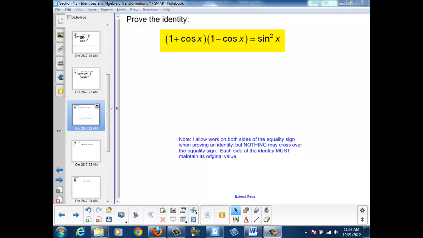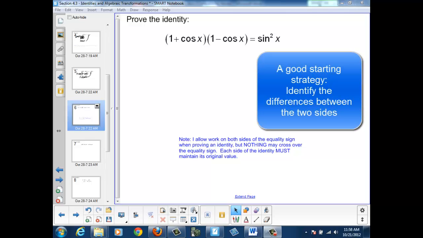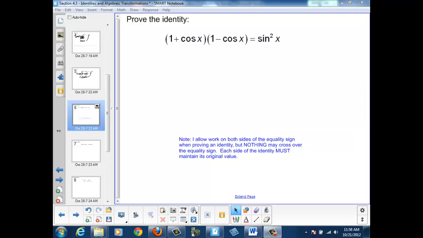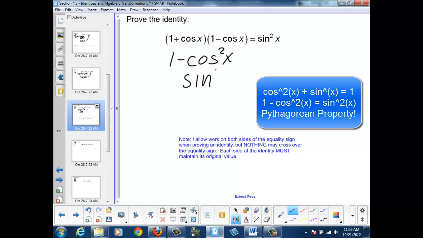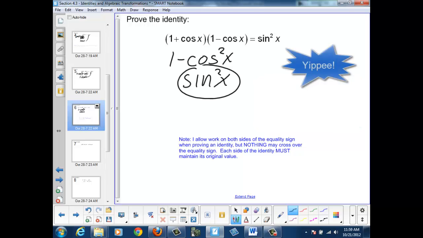So here we have 1 plus cosine x times the quantity 1 minus cosine x, and we have to show that it's the same as sine squared x. Well, take a step back. Take a look at what's different on both sides. On the right-hand side, we have one term. On the left-hand side, we have two terms being multiplied. So my first instinct is to actually do the multiplication and see what happens. So 1 plus cosine x times 1 minus cosine x can be reduced to 1 minus cosine squared x, a plus b times a minus b. And then we can use the Pythagorean theorem, because 1 minus cosine squared x is the same as sine squared x, which means that we have matched the right-hand side of the expression.